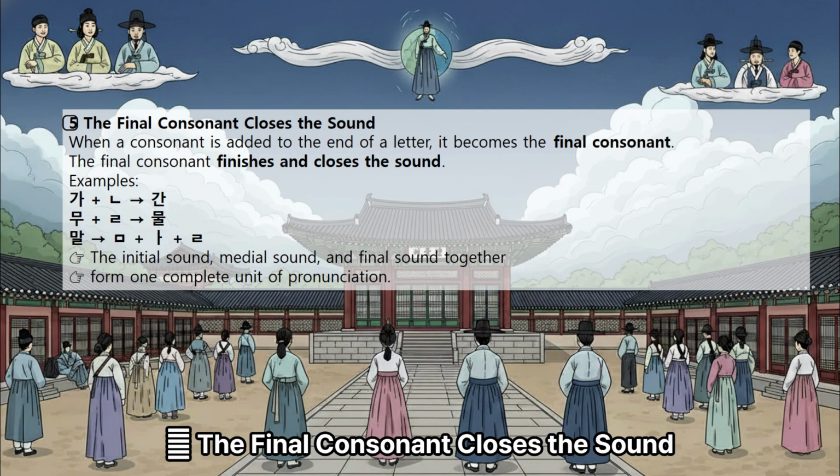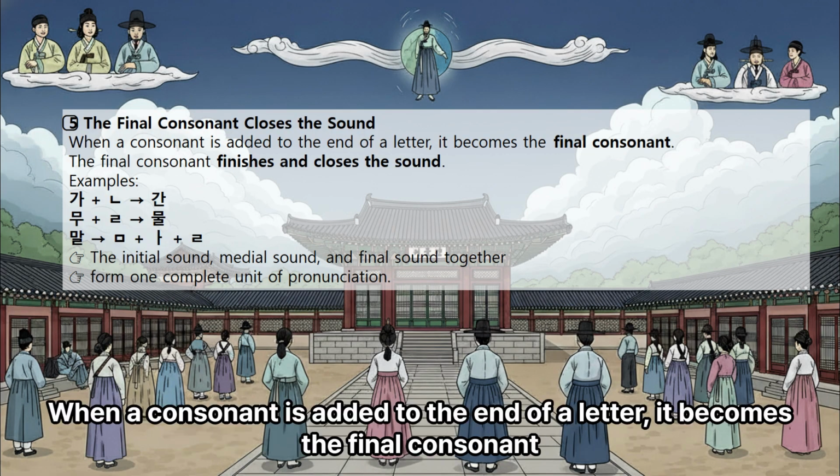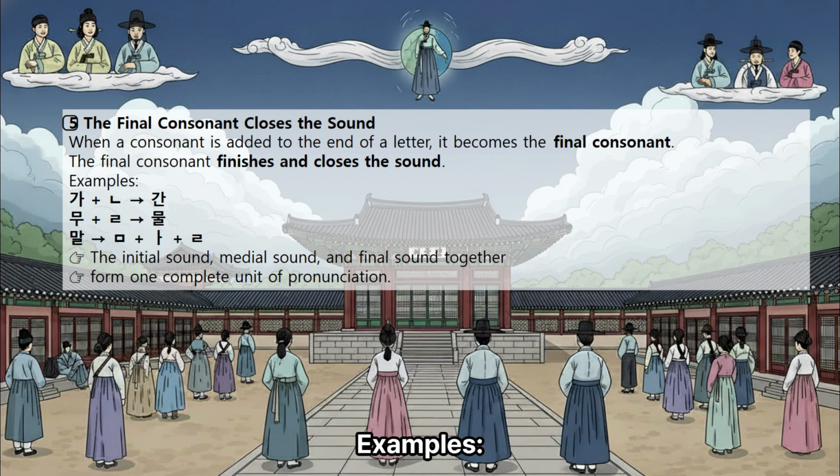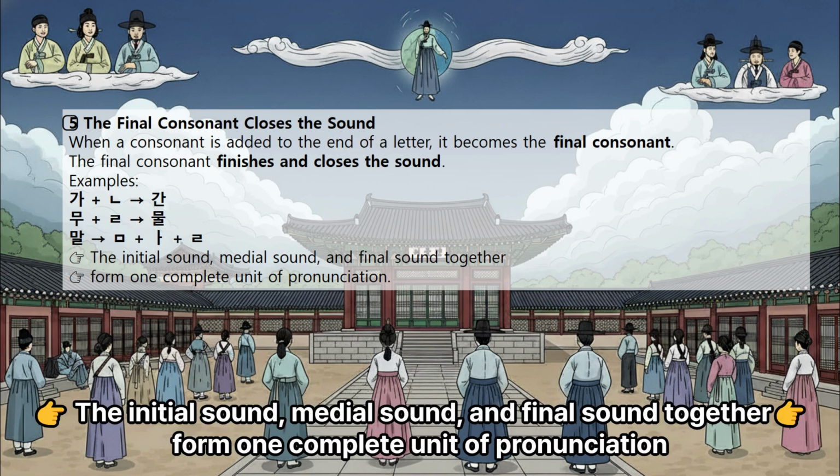The final consonant closes the sound. When a consonant is added to the end of a letter, it becomes the final consonant. The final consonant finishes and closes the sound. Examples: 간, 물, 말. The initial sound, medial sound, and final sound together form one complete unit of pronunciation.